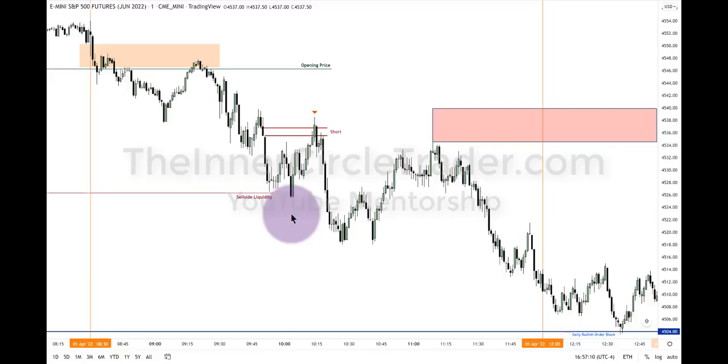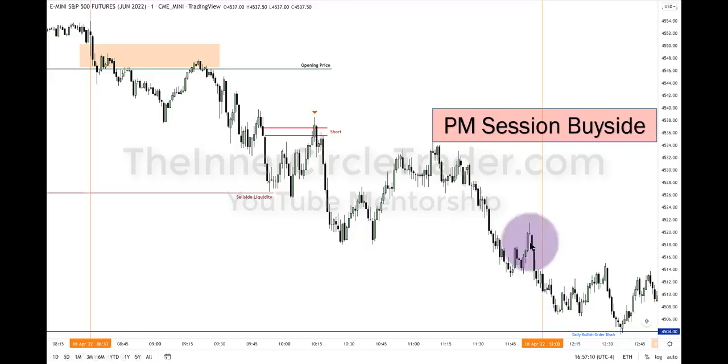Now you're probably looking at that pink rectangle asking yourself, what the heck is that? Well, that is the PM session buy side liquidity pool. What does that mean? This high here was the most energetic one in the morning session. It took us all the way down to what target we were looking for, the daily bullish order block. Because it's Friday, because it hit the daily time frame objective, it's in a discount market. It's really traded lower. End of week, there's going to be a retracement back into the weekly range.